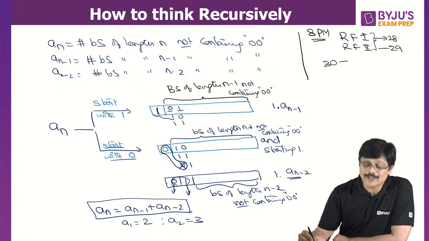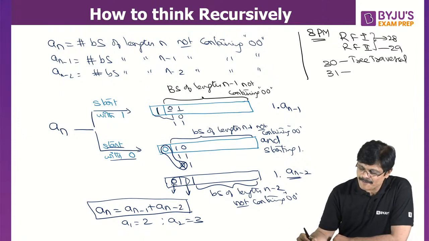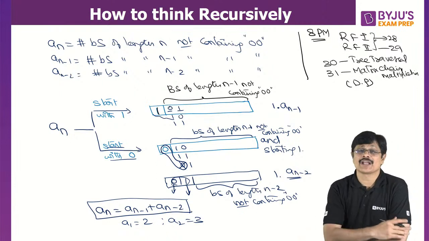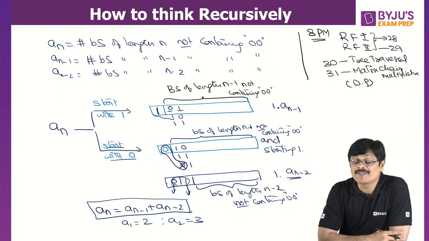On 30th we talk about binary tree traversals. I'll give you the shortcuts also for this binary tree traversal. And 31st we talk about matrix chain multiplication, and it is dynamic programming, my dear friends. I'll give you the recurrence relation and how to solve the dynamic programming problem. One of the important questions from the GATE point of view.